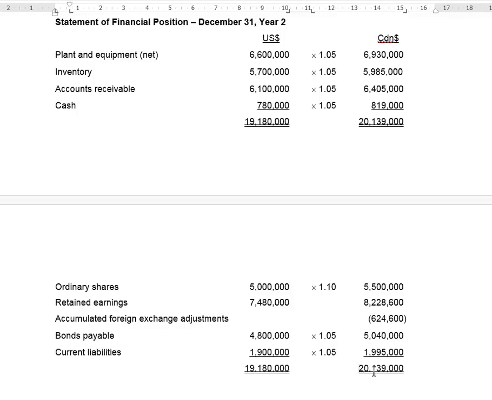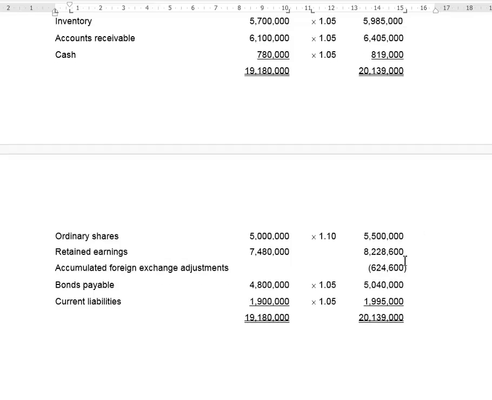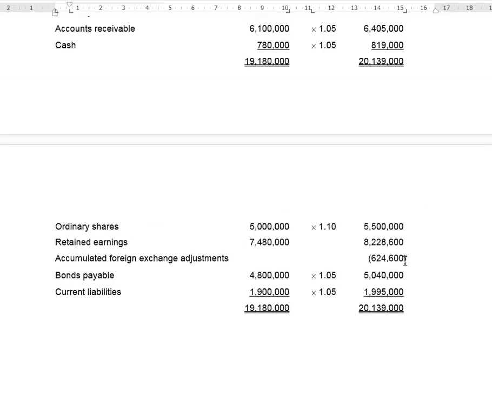So when we add up our total liabilities and equity, we can see it totals exactly what the total assets totaled, and that's 20,139,000 Canadian dollars. So, this concludes our presentation of the question. I hope you found it helpful.